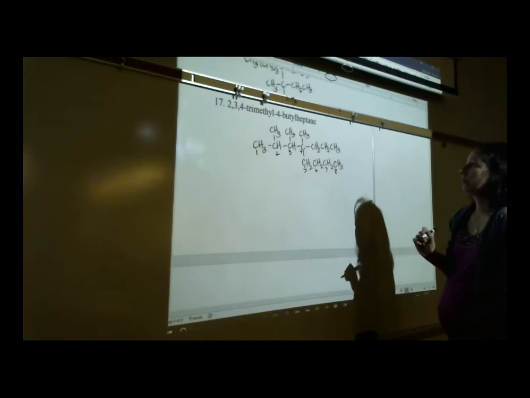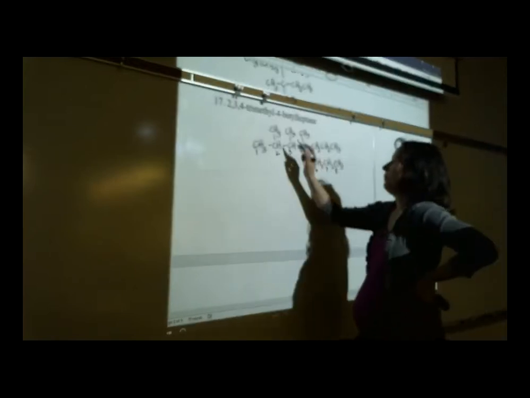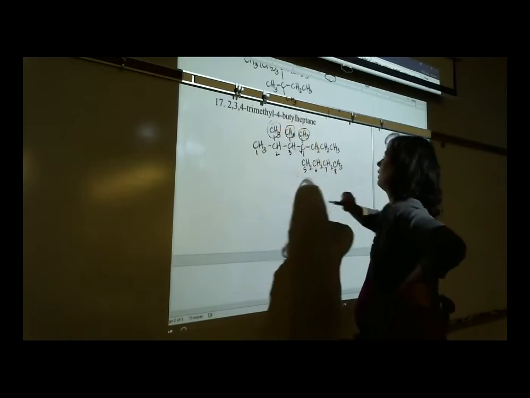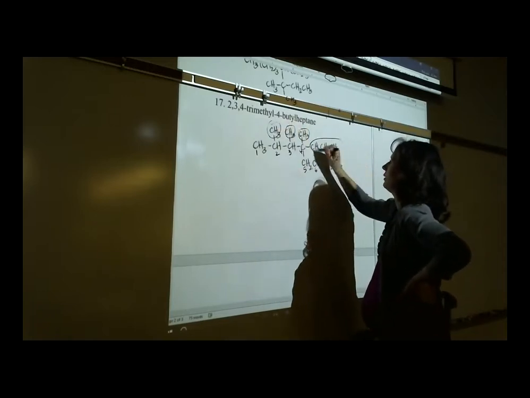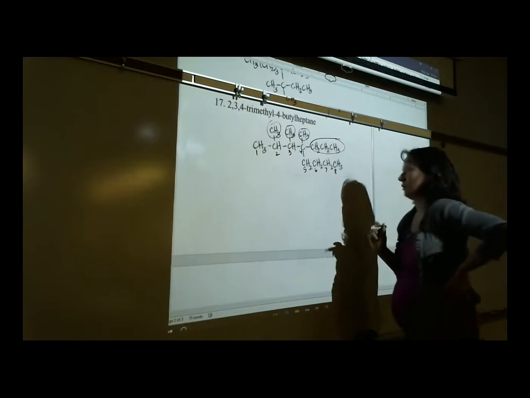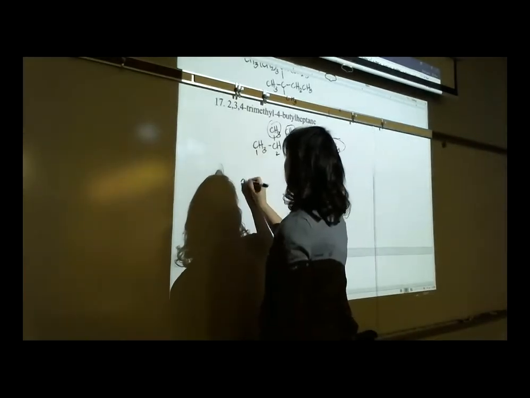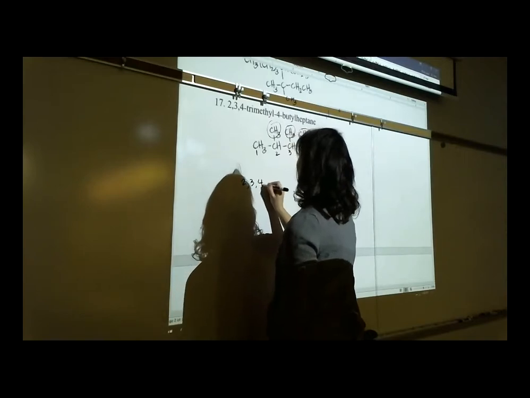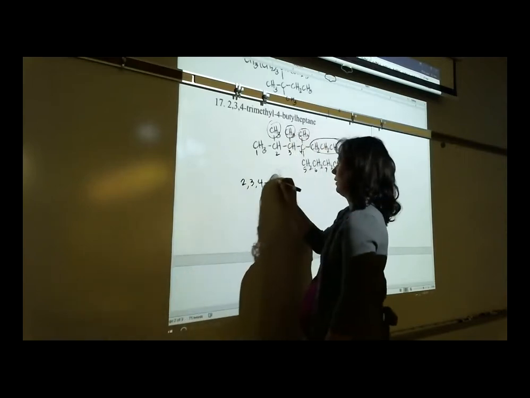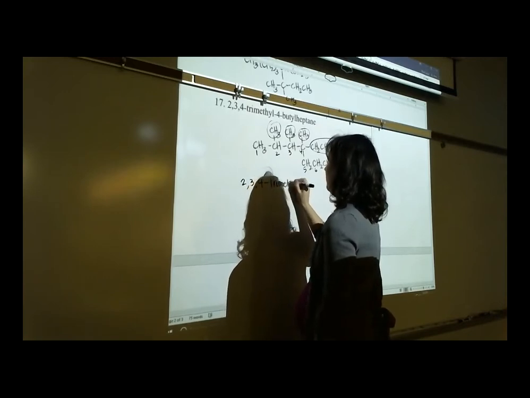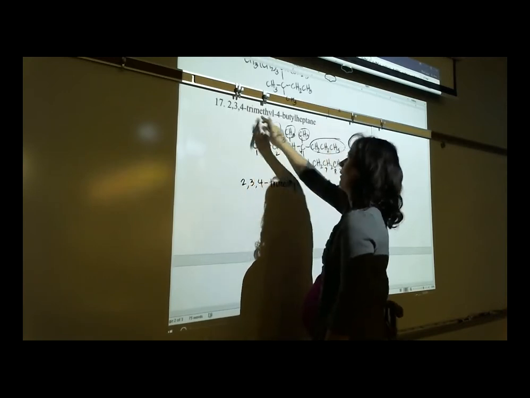Okay, so let's see. We've got methyl, methyl, methyl. What is this? That's a propyl group, right? So the name here is 2, 3, 4, what? Right, trimethyl. So that part's correct. Student got that part right.